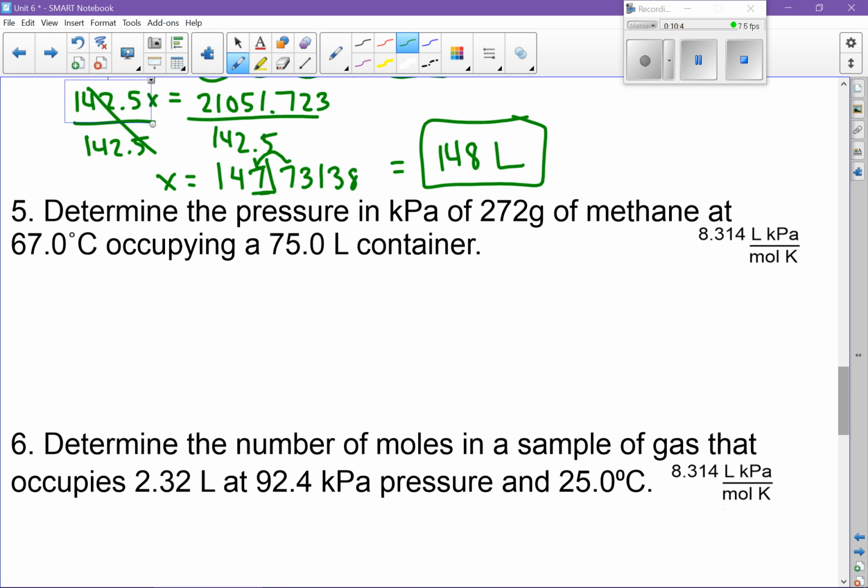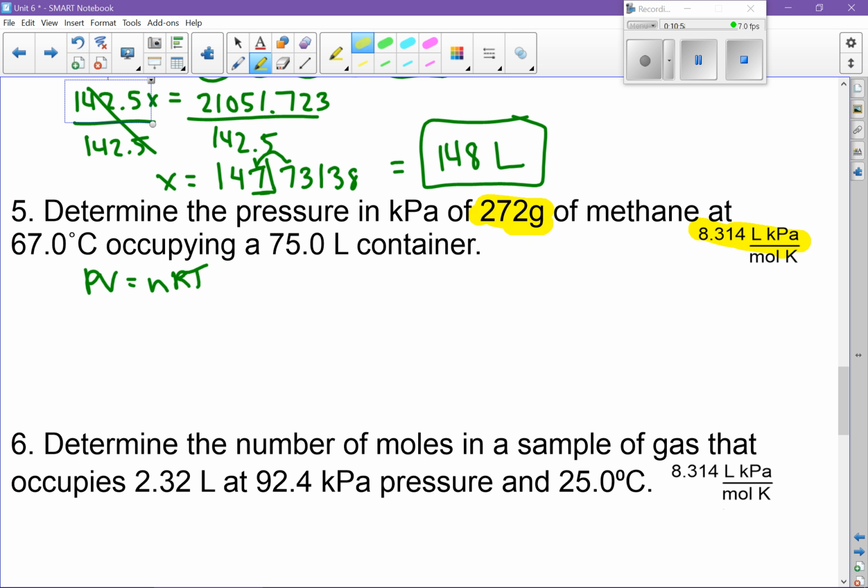Okay, number 5 is the trick question. I'm just going to tell you that now, so stick with me. Start with our formula. PV equals nRT. Let's find some of the numbers. There's one. Well, that's not the color I like.